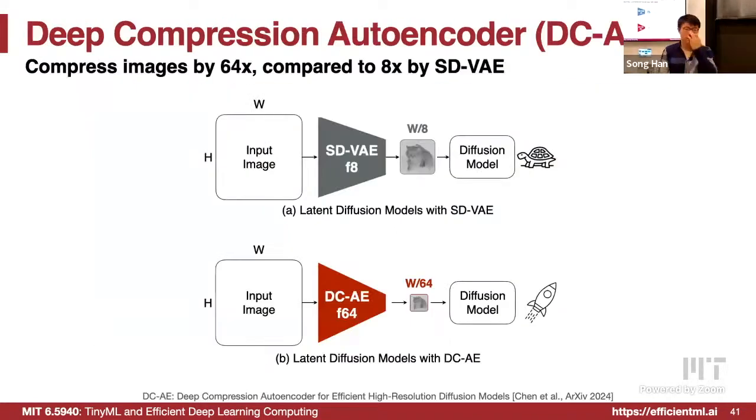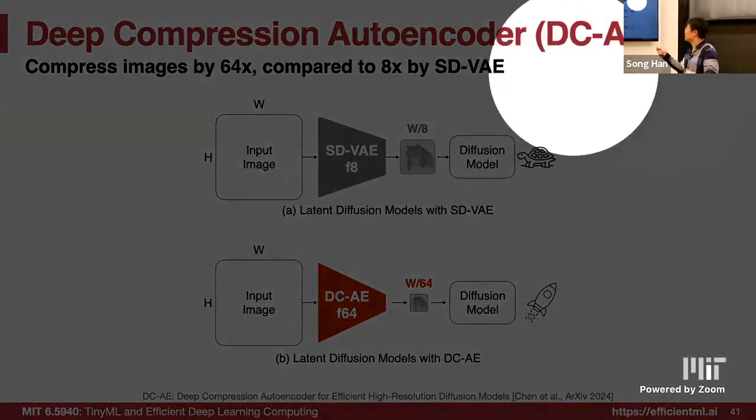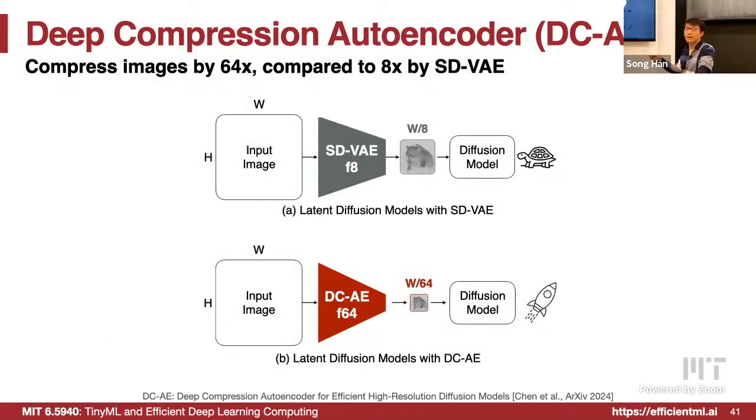As you can imagine, the more we compress, the less the workload, the smaller the resolution, the smaller the number of tokens. So recently we invented this deep compression autoencoder. Rather than compress the token by 8 times, we can compress it by 64 times. What does that mean? It means 8 times more compression on each side, and altogether you have how many fewer tokens? 64 times fewer tokens, because it is H times W, two sides. So 64 times fewer tokens.